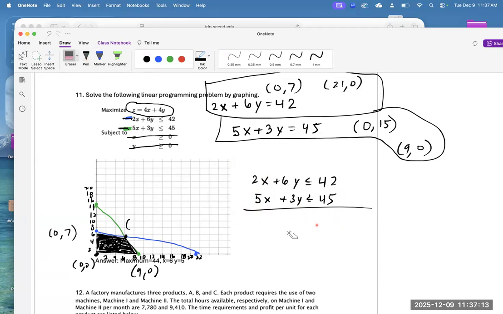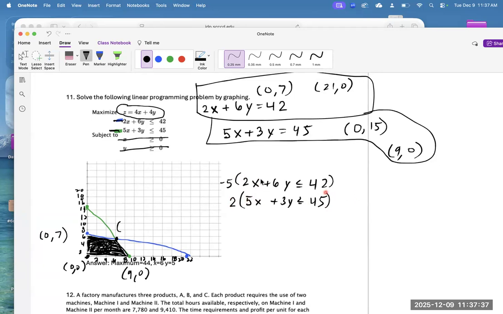So notice how none of the variables cancel out right now. So what I'm going to do is choose to multiply the first equation by -5. If I multiply the first equation by -5, then I'm going to get a coefficient of -10 on the x. And if I multiply the second equation by +2, then I'll get a +10 coefficient on x in the second equation. So watch what happens when we do this.